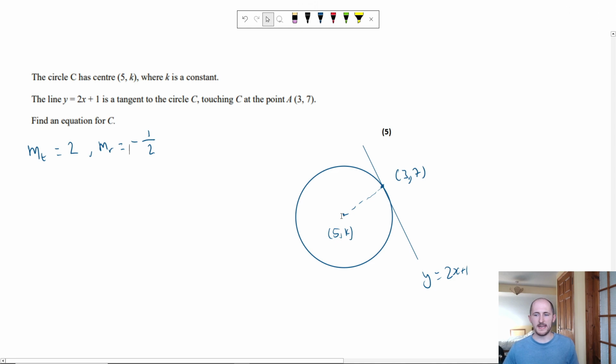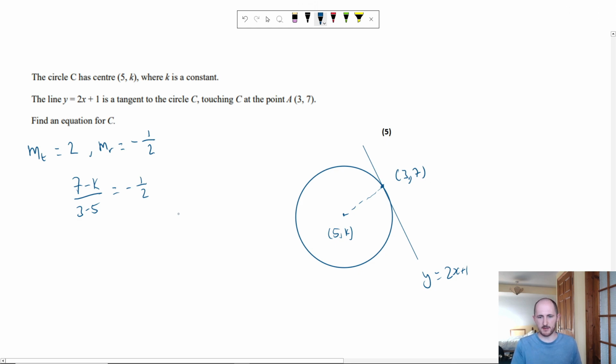Now, we need to work out k because we need to know the centre of the circle. So what can we do to work that out? Well, how would we normally work out the gradient of the radius? We would do the difference in y divided by the difference in x. Let's do that right now. So, the difference in the y coordinates is 7 minus k over 3 minus 5, and that equals minus a half. Can you see the point?